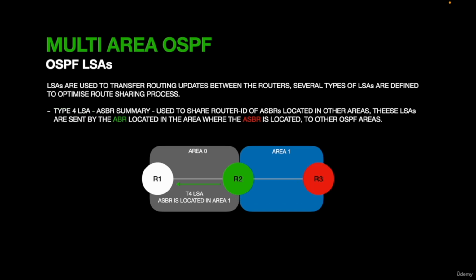We also can have the autonomous system boundary router summary LSA, or type 4 LSA, which is used to share the router ID of the ASBRs located in other areas. And these LSAs are sent by the ABR located in the area where the ASBR is located to other OSPF areas. So again, if R3 is an ASBR, R2 will send a type 4 LSA, and it will inform other routers that the ASBR is located in area 1.